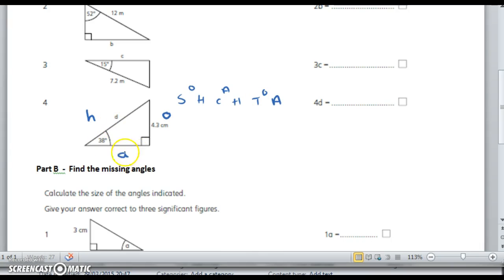In this case we do not want the adjacent, we've not been given the adjacent, so anything with the adjacent in we're not interested. So that must leave us with SOH. And here we want to find the hypotenuse, so we cover up the hypotenuse. This leaves us with the opposite divided by sine of the angle.